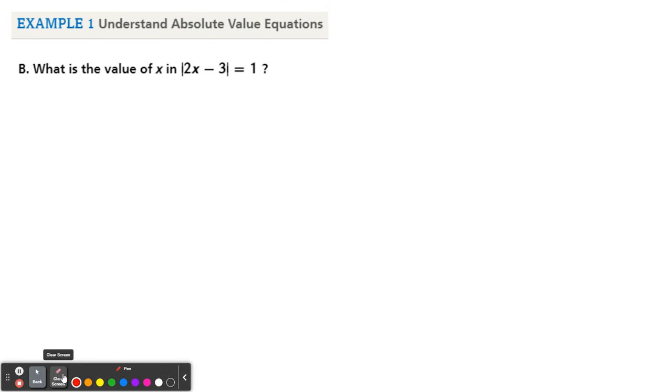All right, next. It says, what is the value of x in absolute value of 2x minus 3 equals 1? Right now, we have the absolute value isolated. There's nothing outside of it, nothing added or subtracted. Everything is inside. So we're going to split this into two equations. The first equation, we're going to write 2x minus 3 equals 1. The second equation we're going to write is 2x minus 3 equals -1.